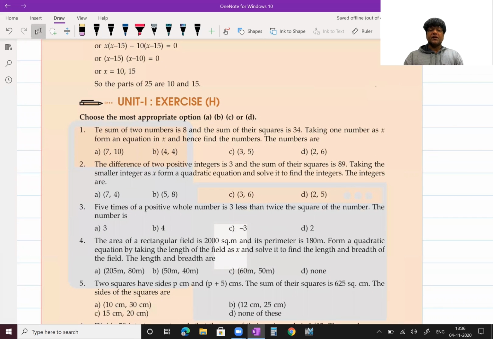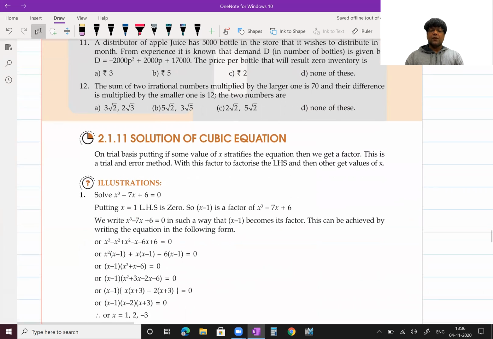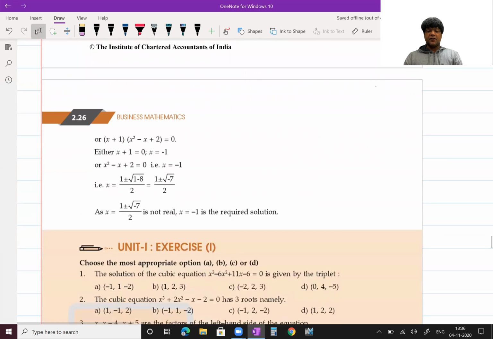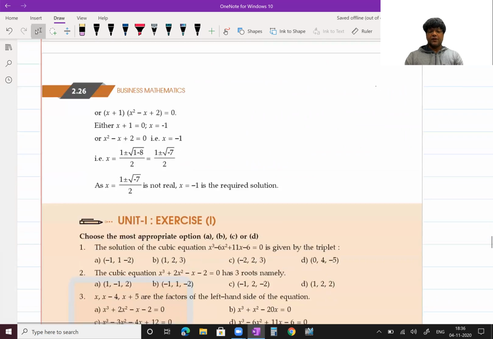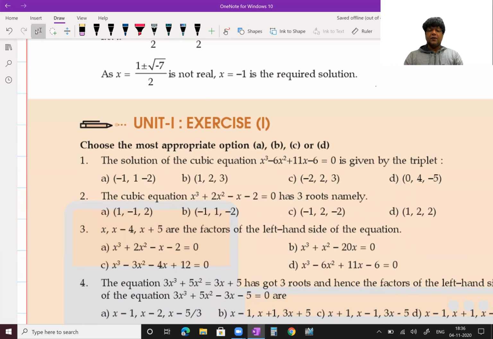All these questions I have solved in class, guys. Class video I have solved. Which way? Option hitting only. Now, cubic equation. Guys, this cubic equation I have not solved. I have left it for you to do at home. Why? Because options hitting you can do.